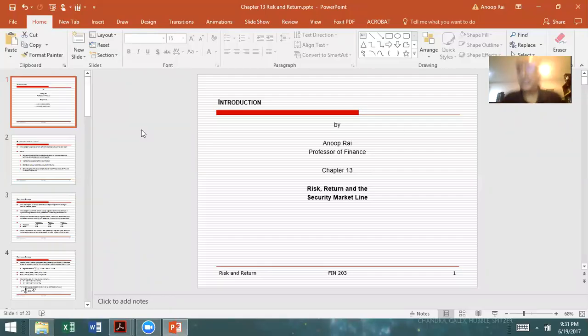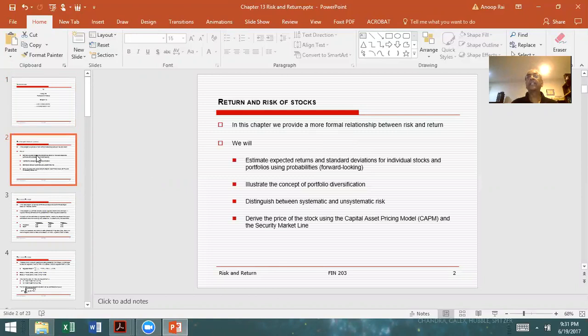Hello everyone. Today we're going to do chapter 13, Risk, Return, and the Security Market Line. This follows from chapter 12, where you learned one of the measures of risk, which is to measure standard deviation using historical data. In this chapter, we will provide a more formal relationship between risk and return.